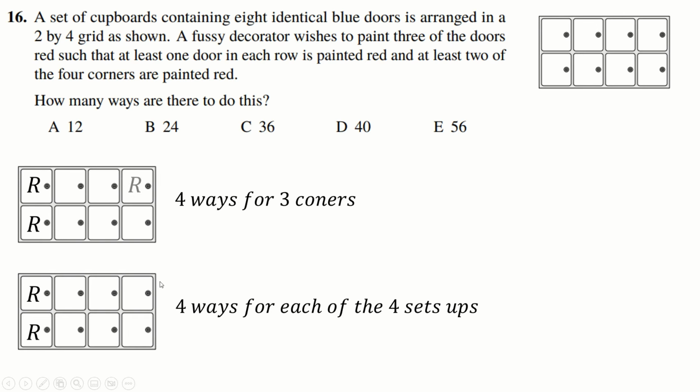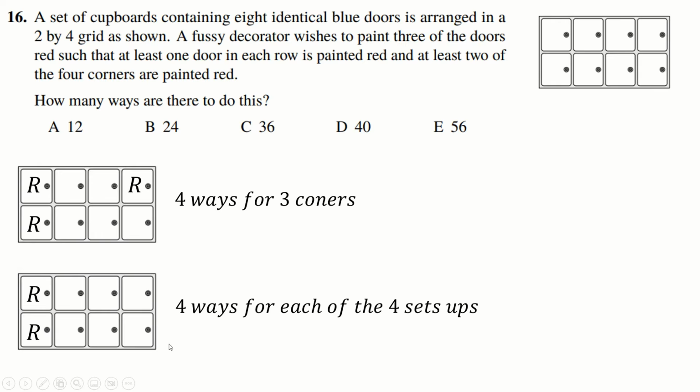Now, if you get to the second setup where you put a red on 2 different rows like this, so a red here, or a red here, or a red here, or a red here, so just using 2 different rows but also still the corners. That's 4 ways of doing that, 4 ways to arrange the R's such that each one is in a different row.